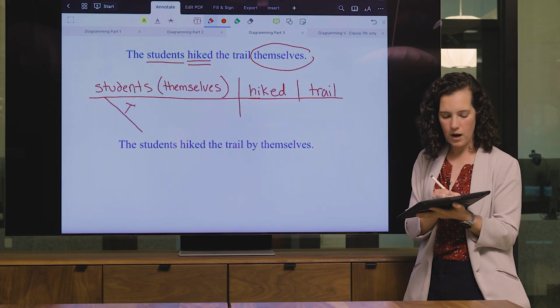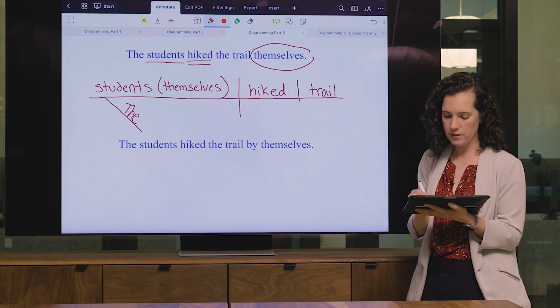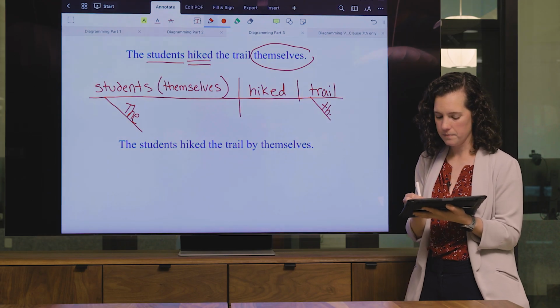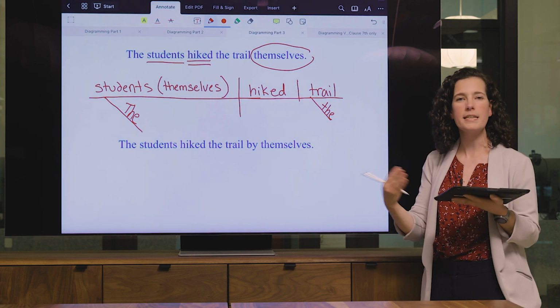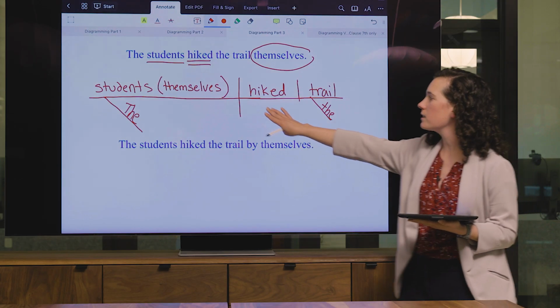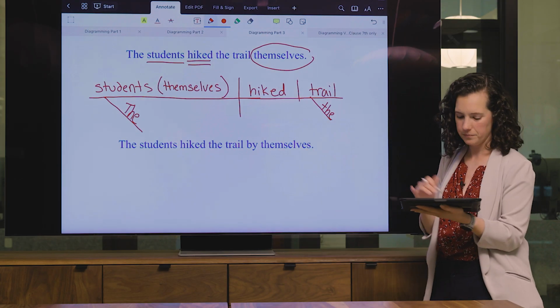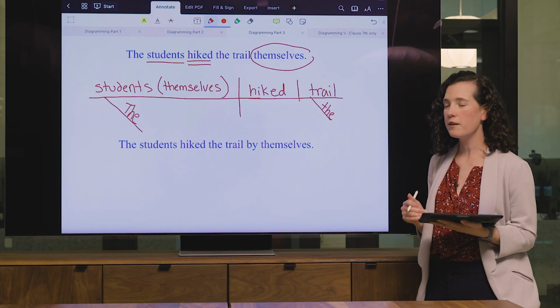Then we have the describing the students, and the describing the trail. So in this sentence, this is an intensive pronoun. It's only there to add intensity, but it's not needed grammatically for the sentence, so it doesn't appear on its own separate line.